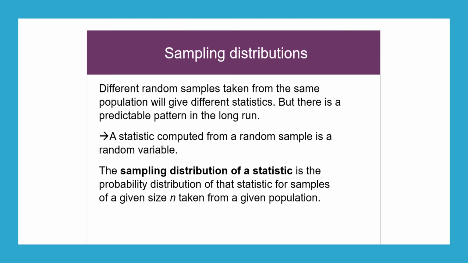The sampling distribution is obtained from different random samples taken from the same population, which will give different statistics. A statistic computed from these random samples will also be a random variable. So the sampling distribution of a statistic is a probability distribution of that statistic for samples of a given size n.